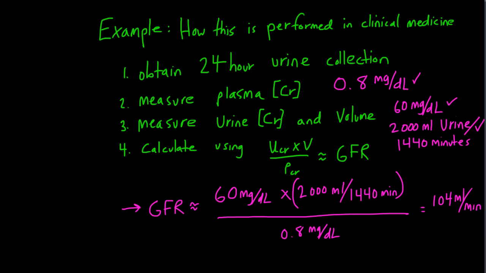Remember that because creatinine appears in the urine both as a result of glomerular filtration and tubular secretion, 104 milliliters per minute is probably a slight overestimation of the glomerular filtration rate. However, it is close enough for us clinicians to use. It is a good estimate of glomerular filtration rate.